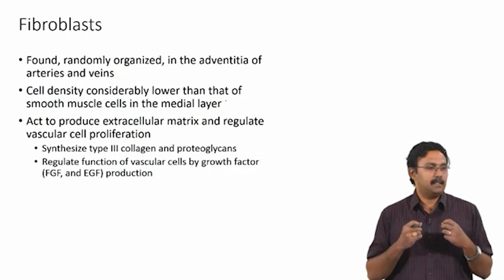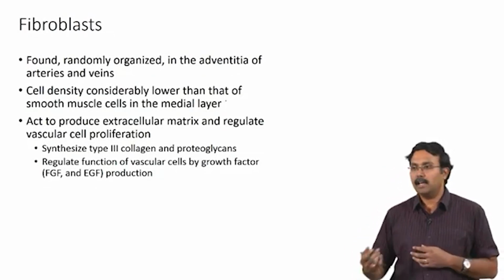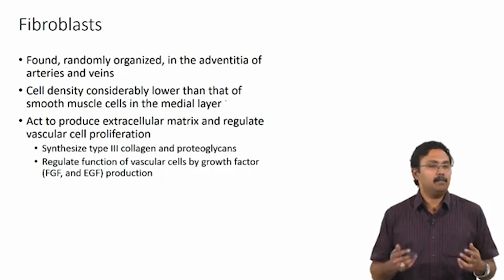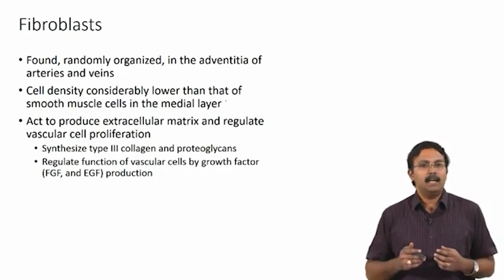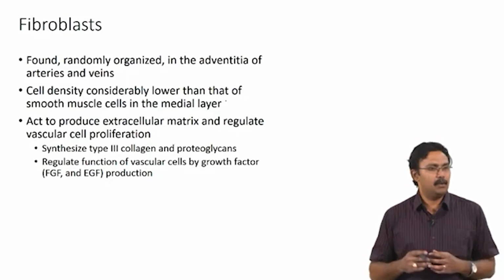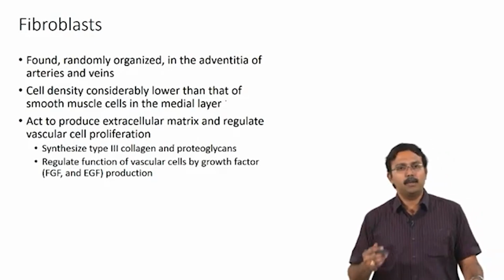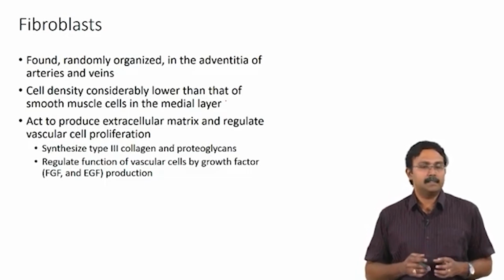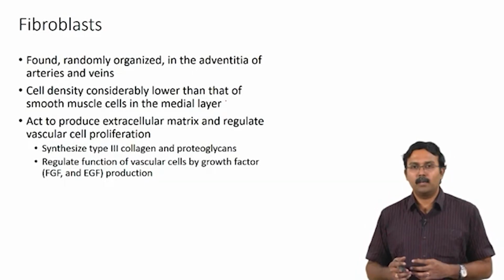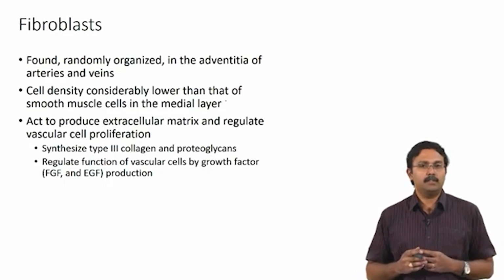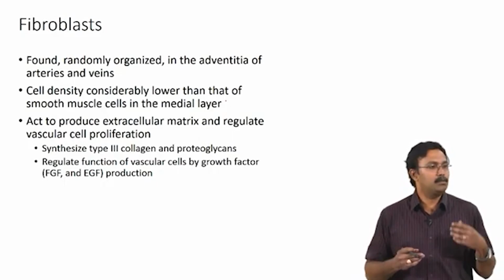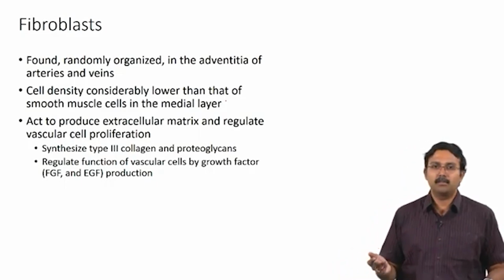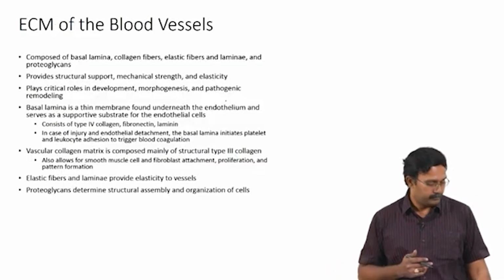Fibroblasts are the last set of cells which are found in the tunica adventitia, and these are found as randomly organized cells, and the cell density is significantly lower as I was saying. They act to produce the ECM and regulate vascular cell proliferation. They can synthesize type 3 collagen and other proteoglycans. They also regulate the function of vascular cells through growth factor production. Some of the growth factors which are produced are fibroblast growth factors and epidermal growth factors.